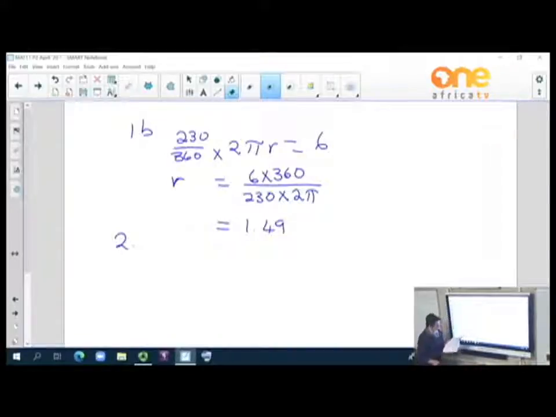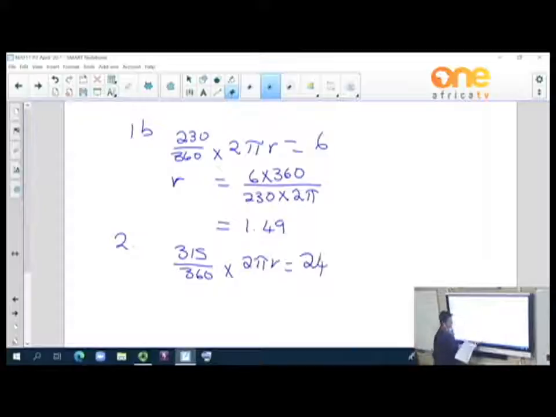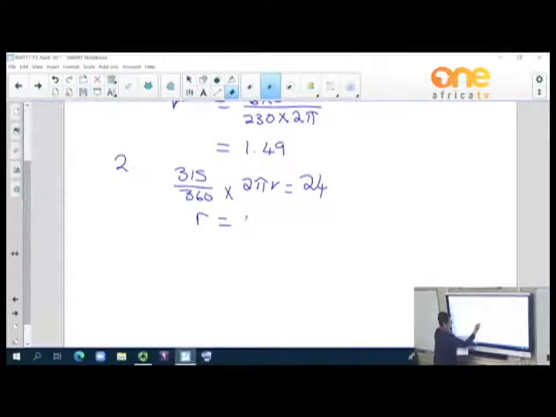Right, question 2. In the diagram, O is the center of the circle, the reflex angle is 315, and the major arc, the big arc, is 24. Find the radius of the circle. So we're going to do it in exactly the same way, that 315 over 360 of 2 pi r. You still need to find that one, and they tell you that arc length is 24. So opposite operations, what do you have here? What is your radius? 4.37. It rounds off to 4.37.